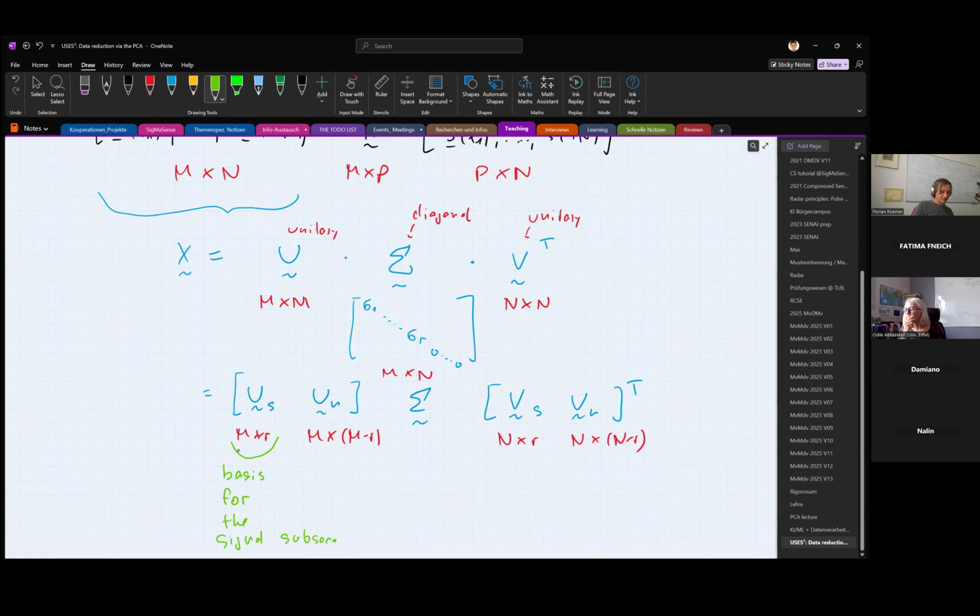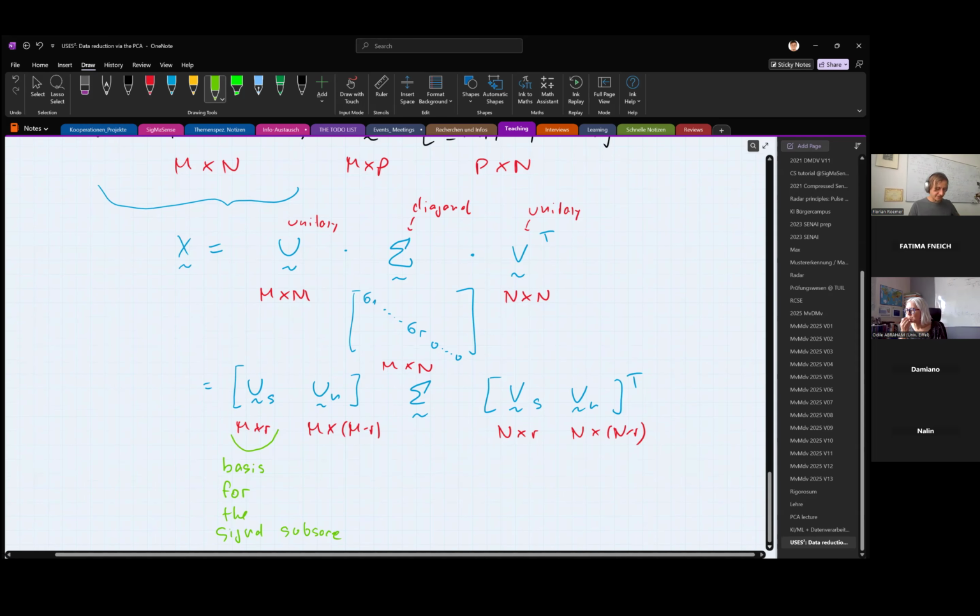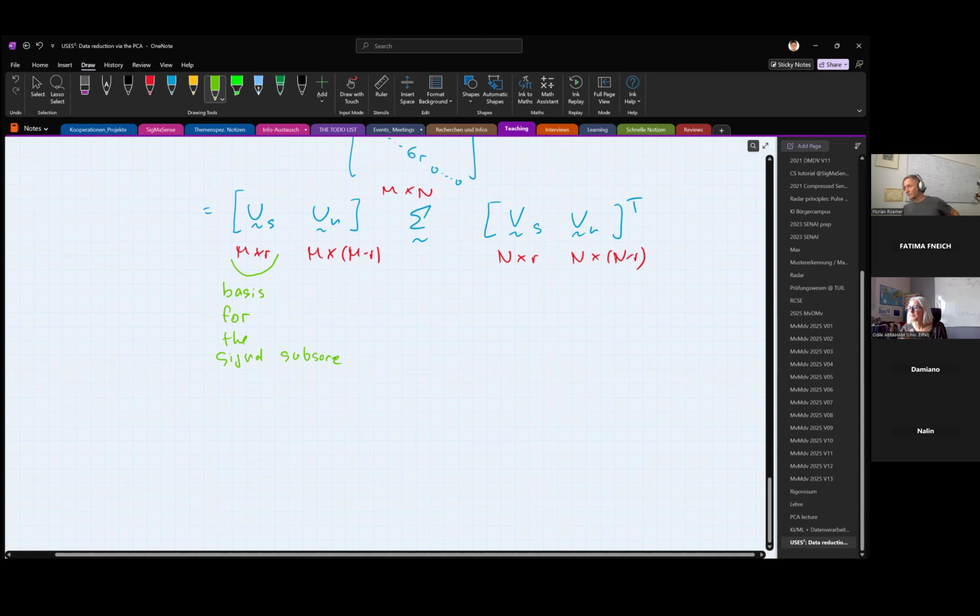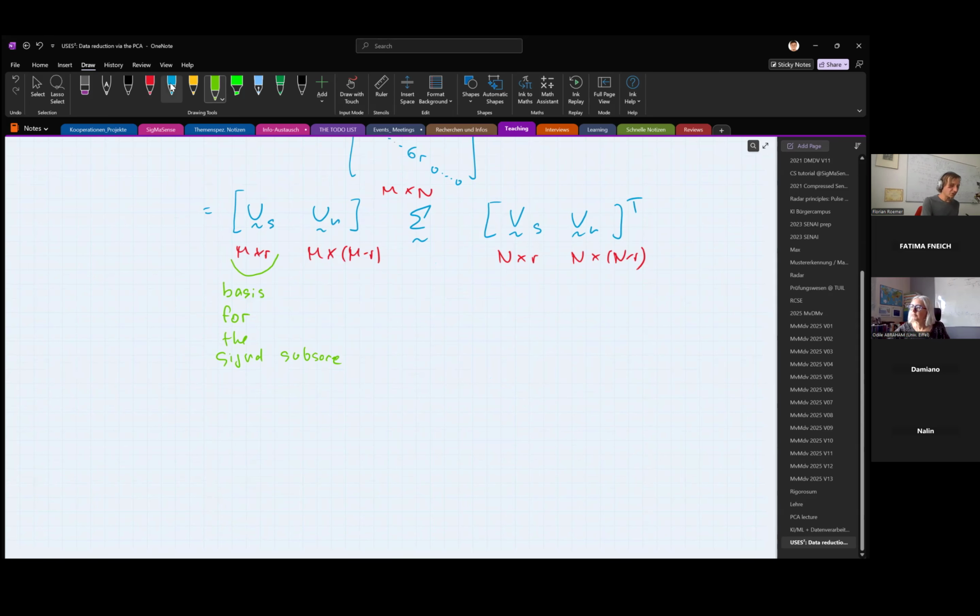UN gives you a basis for the left null space. VS gives you a basis for the row space, in case you want to work with the rows instead of the columns, you can always do that. And VN gives you a basis for the kernel of the matrix, or the null space. Okay, but we care about the signal subspace, and that is exactly the projector that we will need to carry out a PCA. So we're almost there.